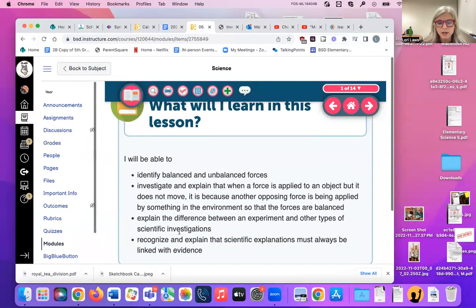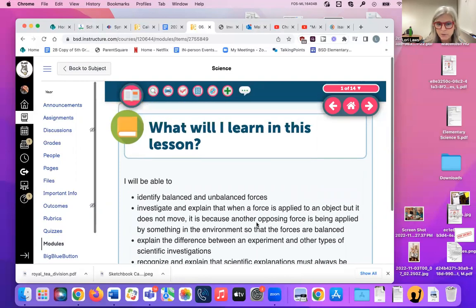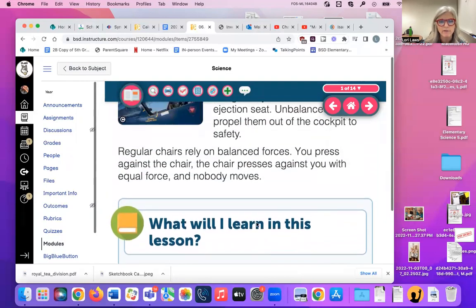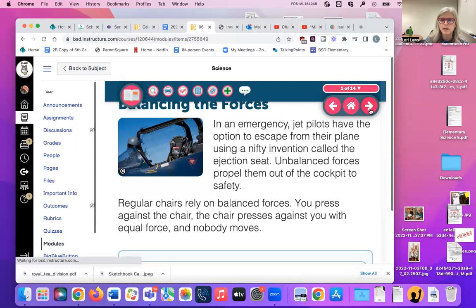And then the second thing they want to talk about is how if you're making a scientific observation and investigation, you need to base it on actual evidence and facts, which is kind of what we're talking about in reading, making sure you have facts and evidence.